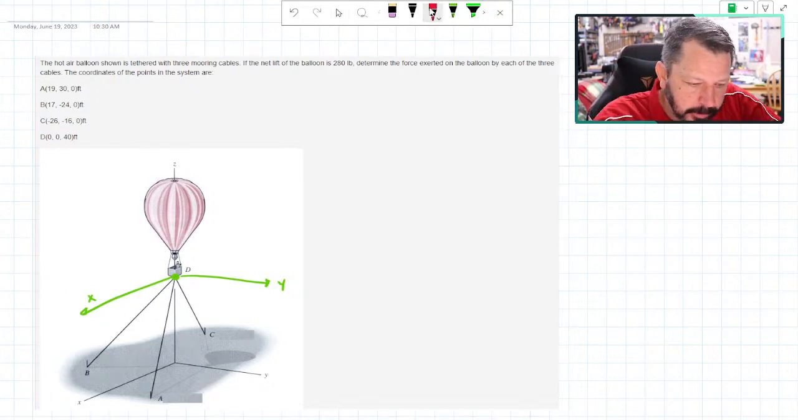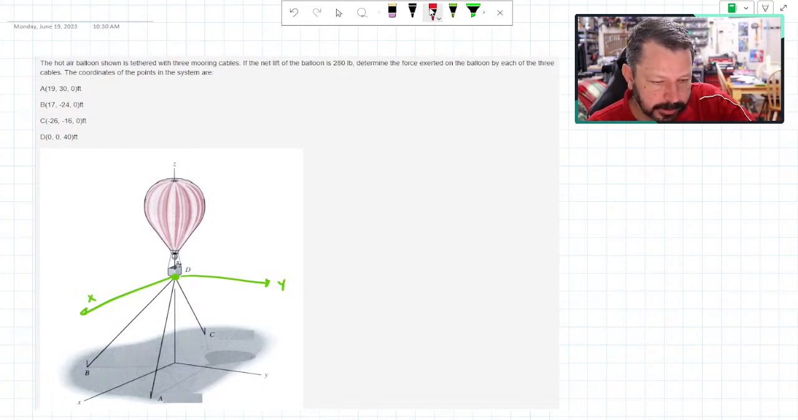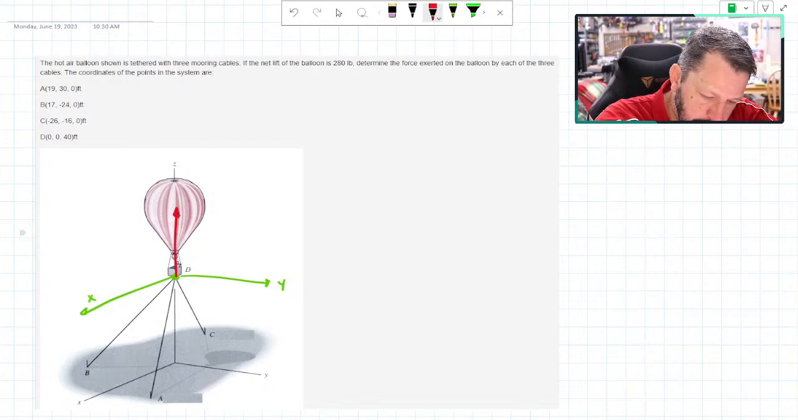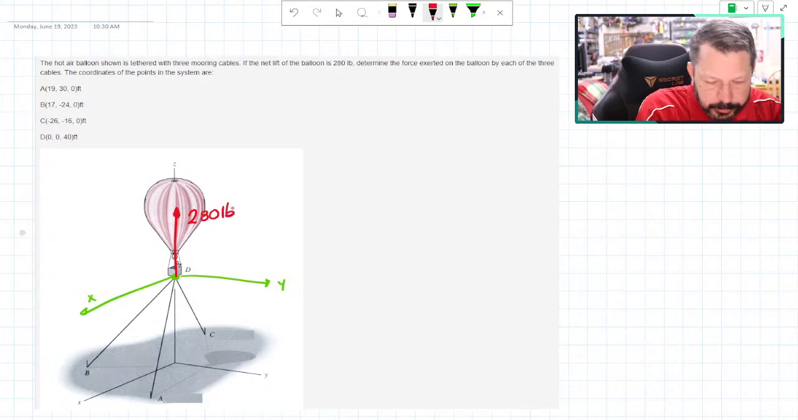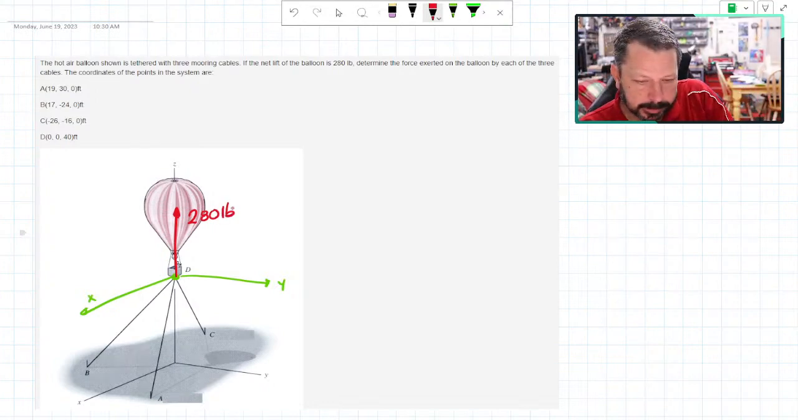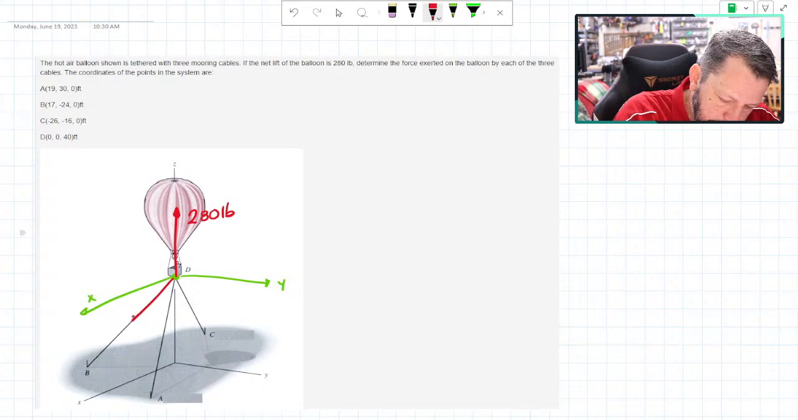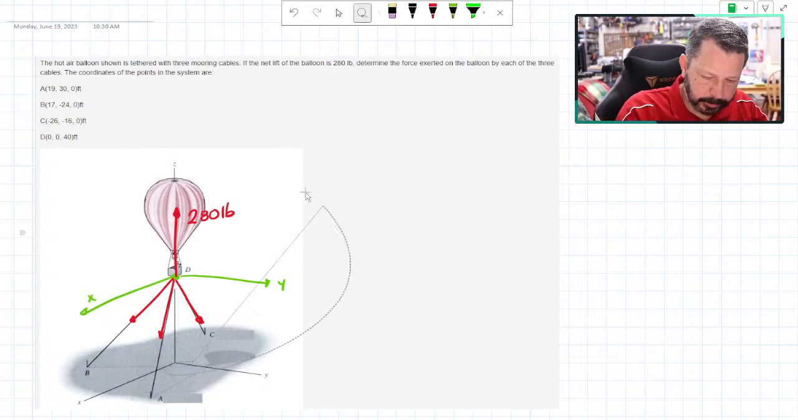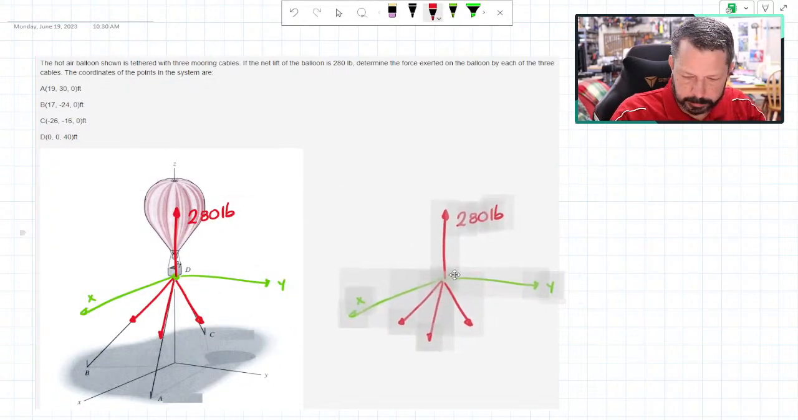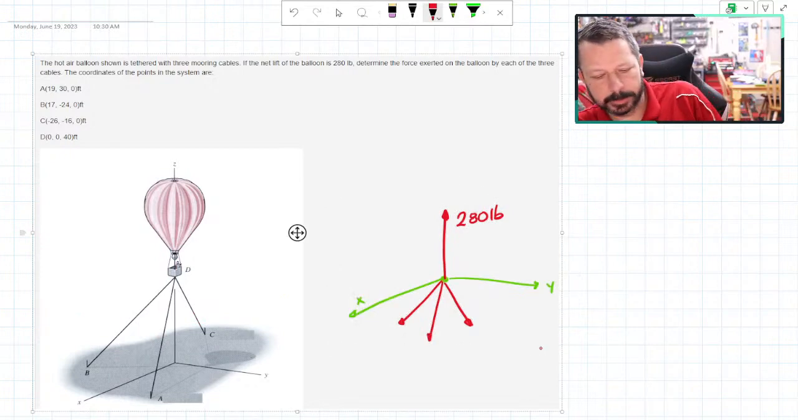Now, what do we know? We know the hot air balloon is tethered, so it's got these three cables. The lift of the balloon is straight up, 280 pounds. I'm going to draw on top of this and then we'll move it later. We want to determine the force exerted on the balloon by each cable. Okay, so we've got a force here, here, and here. So that's kind of what we've got to deal with. That's our little concurrent force system.